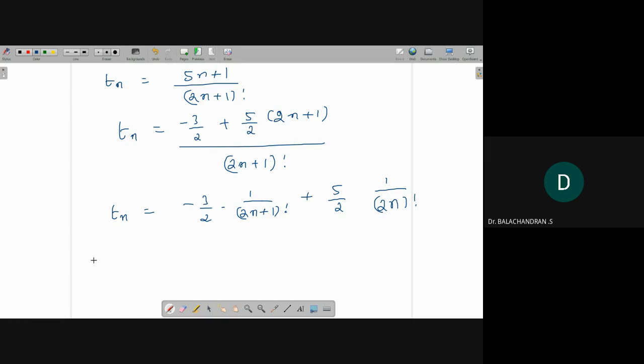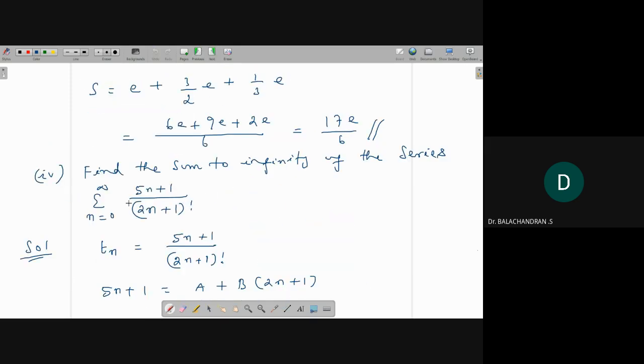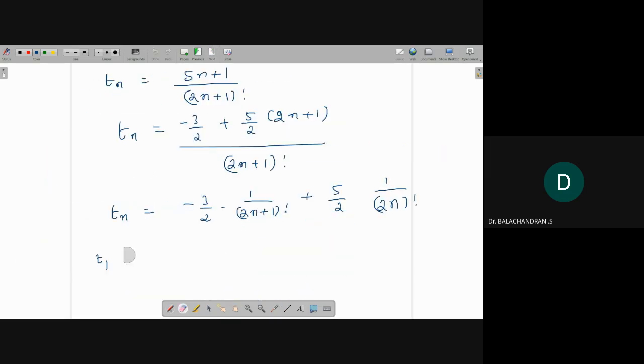Okay, so I need to start from where? T0, sir. Yeah, that's why I'm asking. Because here you start from 0. So you start from n equal to 0. So minus 3 by 2, thank you, into 1 by 1 factorial plus 5 by 2 into 1 by, this is 0 factorial.